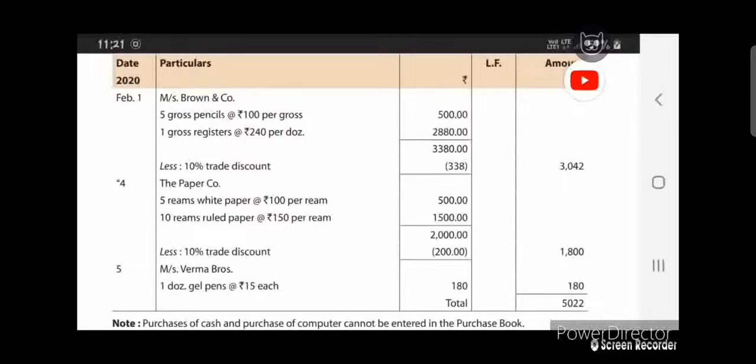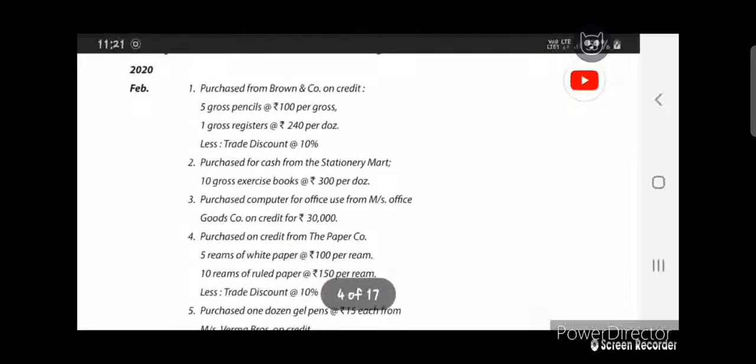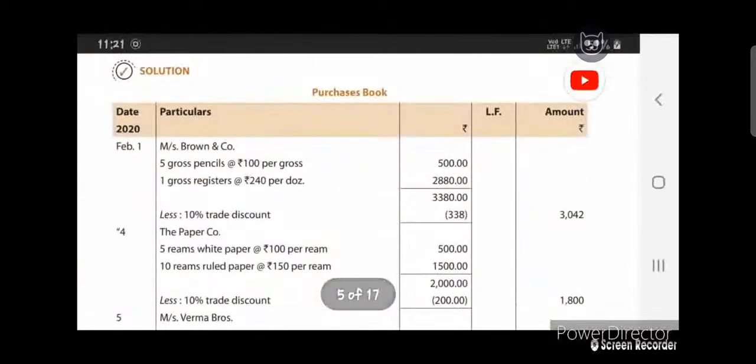So what are the things they have purchased? First, in February, the first thing they have done is they have purchased from Mrs. Brown and Corporation 5 gross pencils for rupees 100 per gross. Means 5 gross pencils is 500. So in the rupees column you have to write 500.